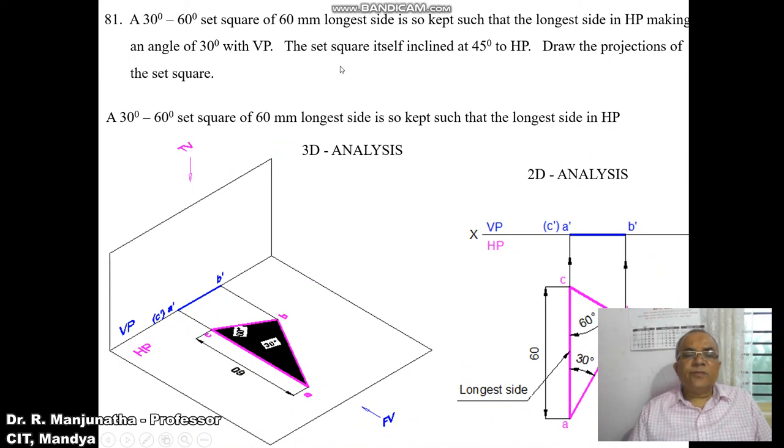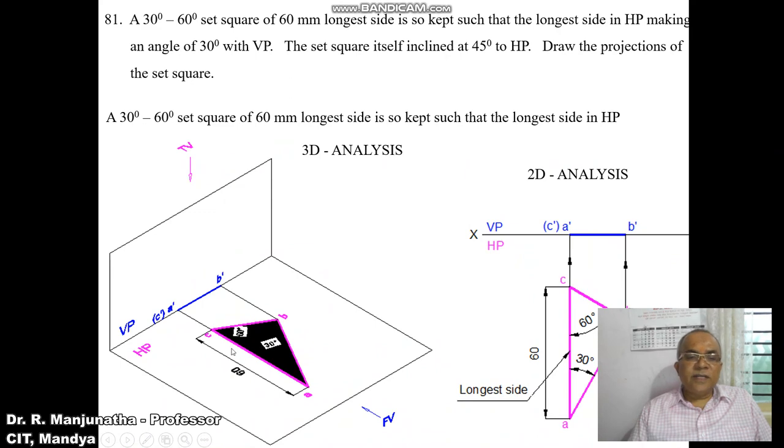Now we need to start with the problem, whether from the horizontal plane or from the vertical plane. So first we need to identify the surface inclination. Here he says the term "the set square itself", so that means the entire surface of the set square is inclined at 45 degrees to HP. So obviously we have to start the problem from HP, because the surface inclination is given with respect to HP.